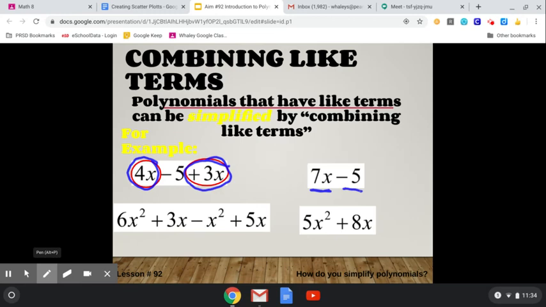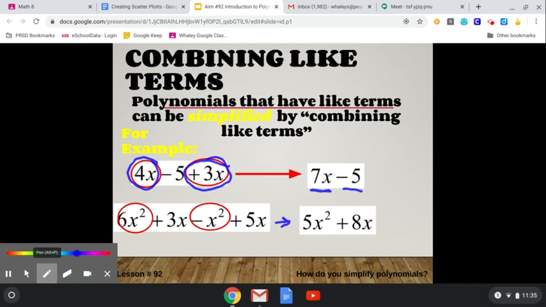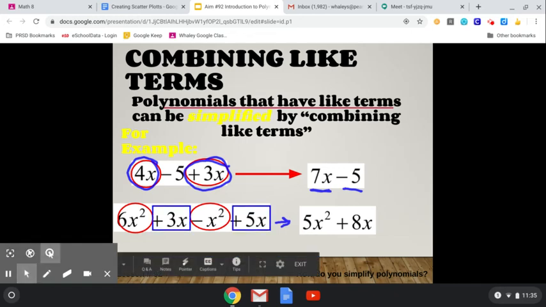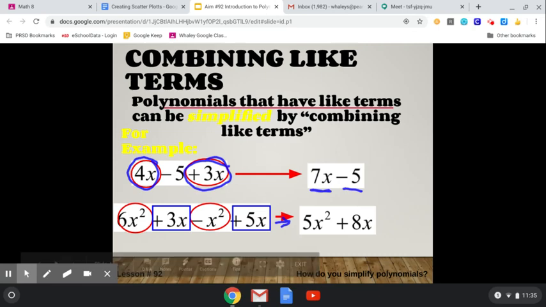Okay, look at that next one. 6x squared plus 3x minus x squared plus 5x. I mean, you can already see the answer here. I already have it, but to see where that came from, the like terms were 6x squared and negative x squared. So think of that as like a negative 1. Okay, negative x squared just means there's 1x squared. So 6x squared plus negative x squared, that's where we get the 5x squared from. The 3x and the 5x combined to give us the 8x.